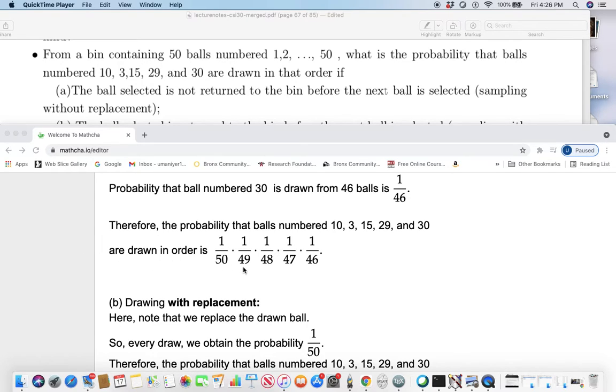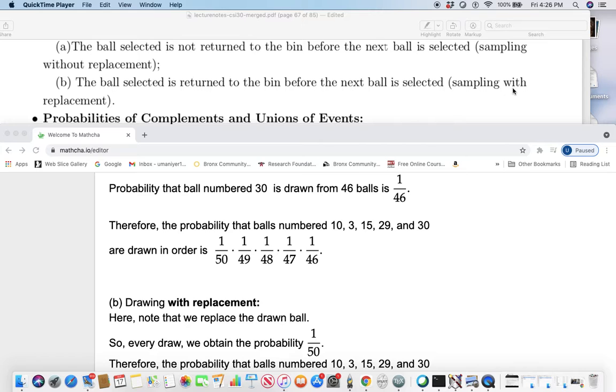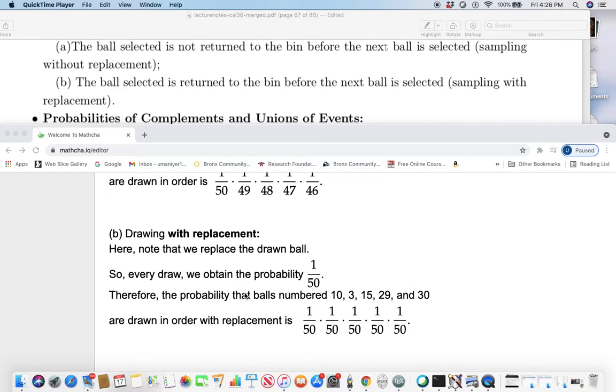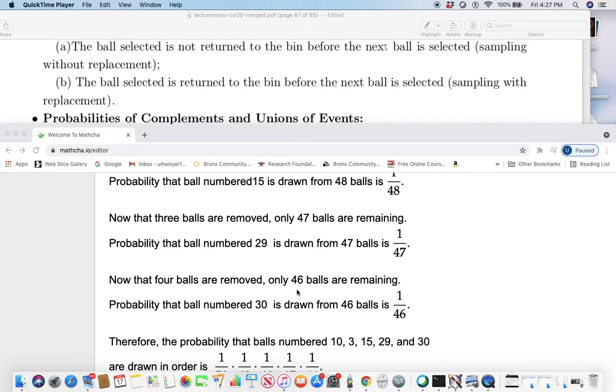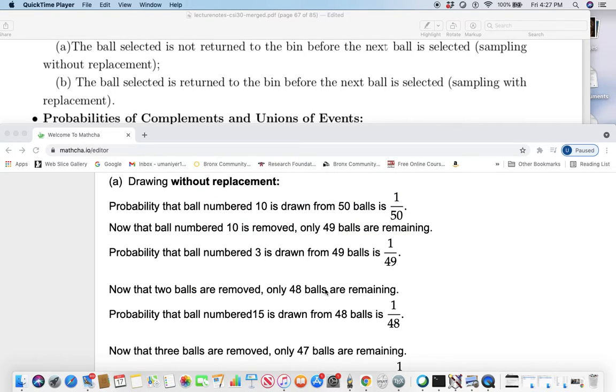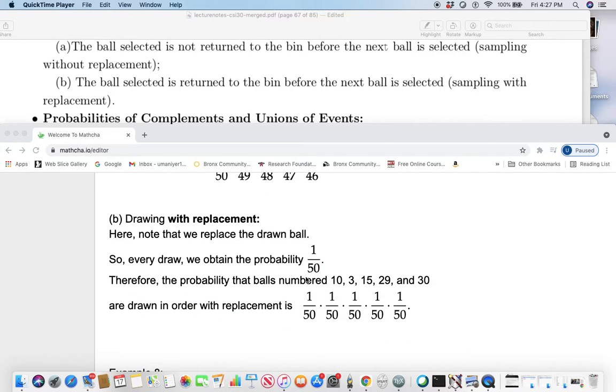1 out of 50 times 1 out of 49 times 1 out of 48 times 1 out of 47 times 1 out of 46. This is without replacement. Suppose you are working with replacement. So the total number of balls never reduces, because once you get a ball, you put it back in the mix. So you continue to have probability of 1 over 50 for each draw.